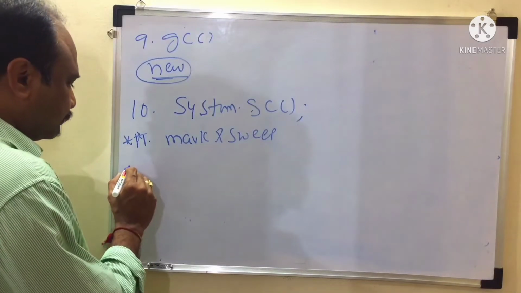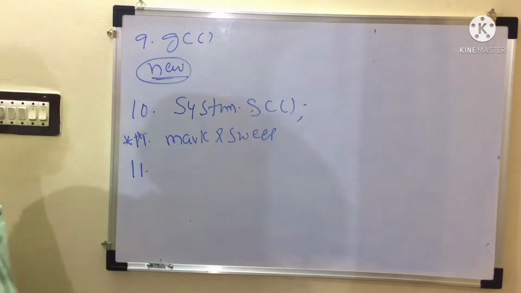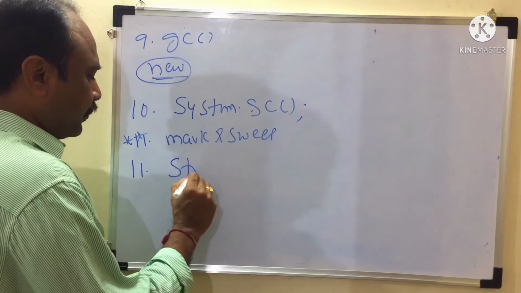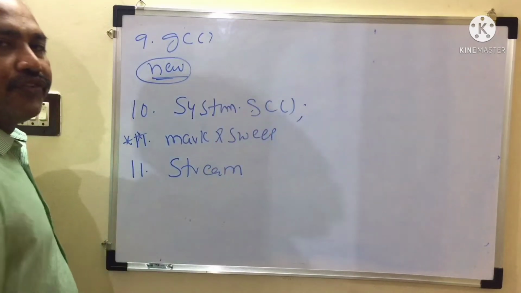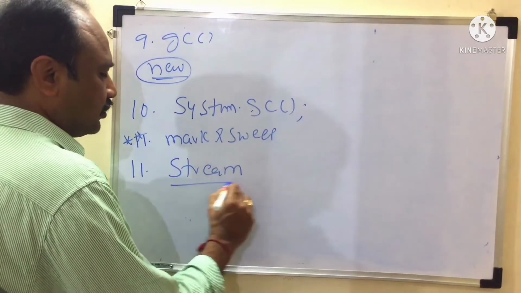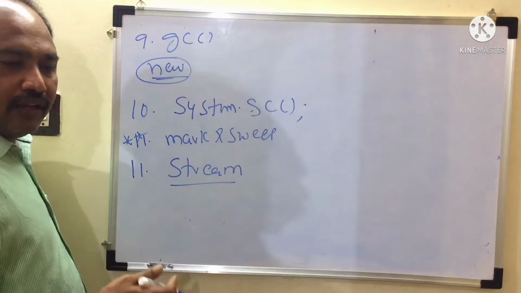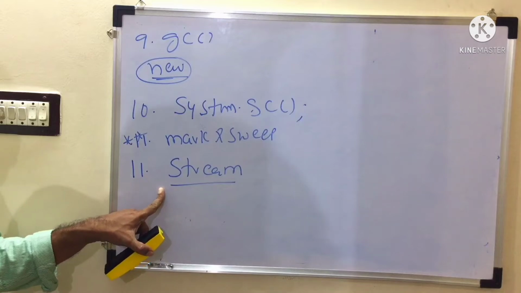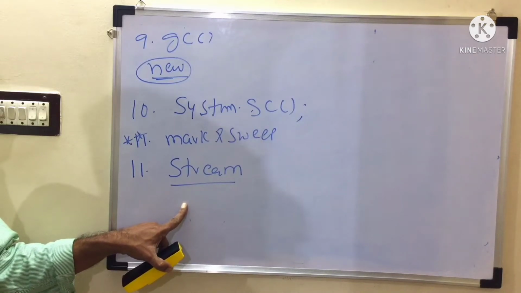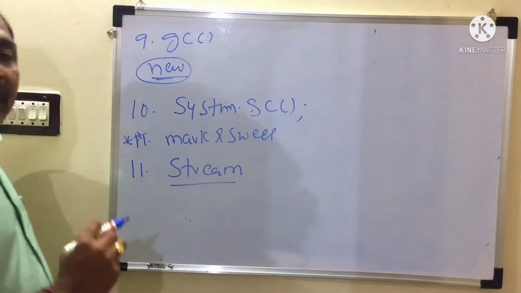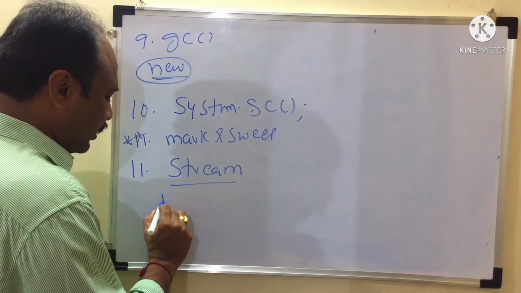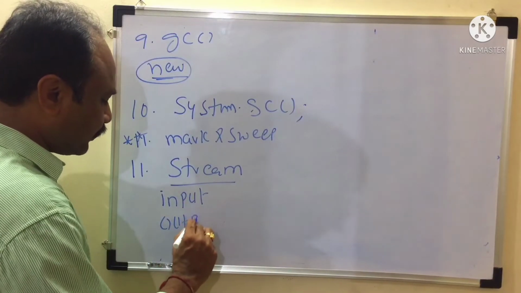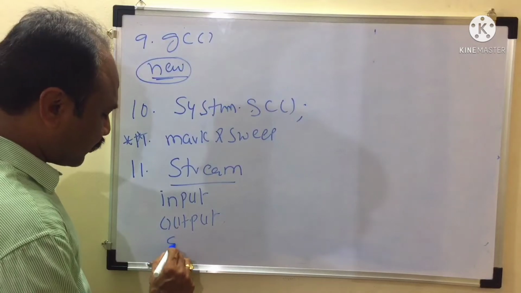Next. What is a stream? Stream means flow of data. In general, a stream is a flow of water. But in your computer, water will not flow. What will flow? Data will flow. So, stream means flow of data. There are 3 types of streams. Number 1, input stream. Number 2, output stream. Number 3, error stream.